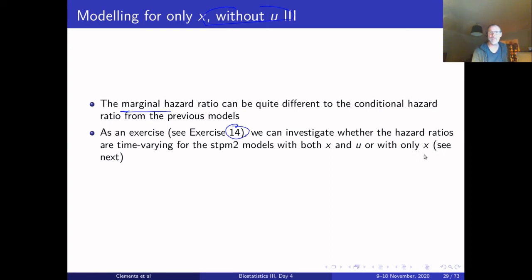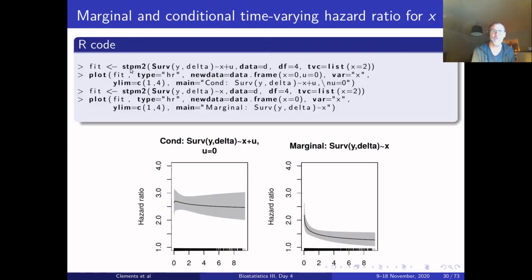Now this is a bit technical, I won't take too long. So what we do is we do an STPM2 adjusting for both covariates and allowing for a time varying hazard ratio, and it's practically flat, which is not surprising. And what we can do is we can plot the hazard ratio for a fixed U for an increment in X, and that's basically approximately exponential of 1.